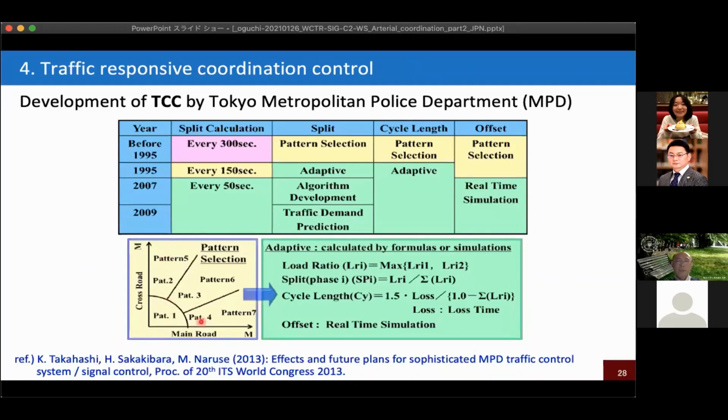The first one is in 2013, where the Tokyo Metropolitan Police Department introduced a new system. From 2009 in Tokyo, the split is calculated very frequently, and for the traffic demand, not only the measurement but also a kind of prediction is already introduced, and the cycle length is calculated with a formula, and the offset is also calculated using some simulations. So pattern selection is rather old fashioned, and the calculation duration required is long, but the rather theoretical form is applied.